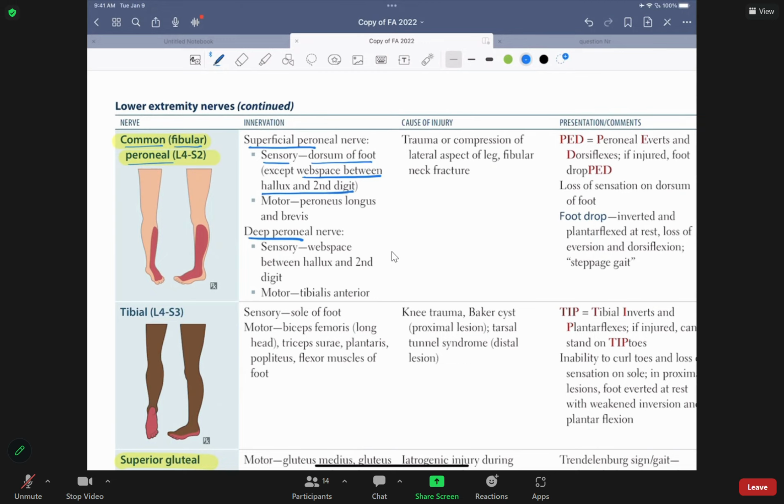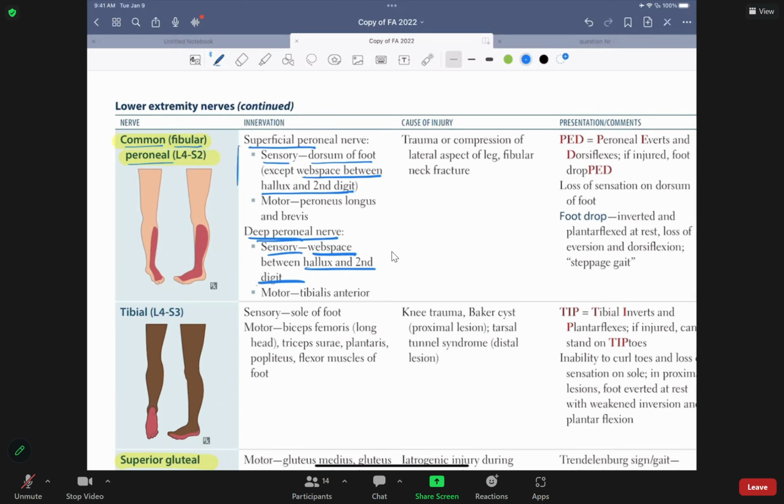Now, who takes that? The deep peroneal nerve takes the sensory on the web space between the hallux and second digits, okay? So that's tricky, you must know that for the exam, okay? They have to know that. So that's one clinical concept.